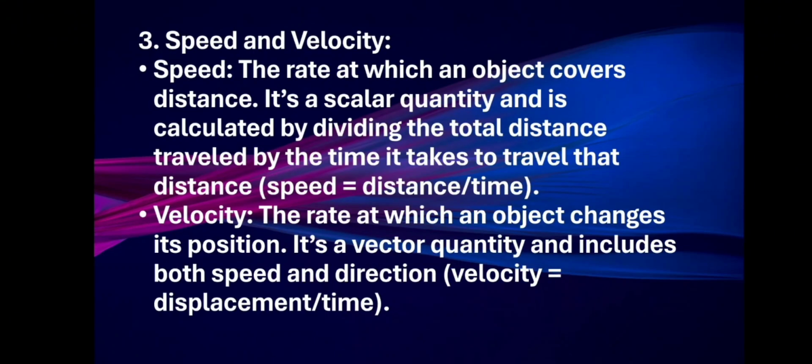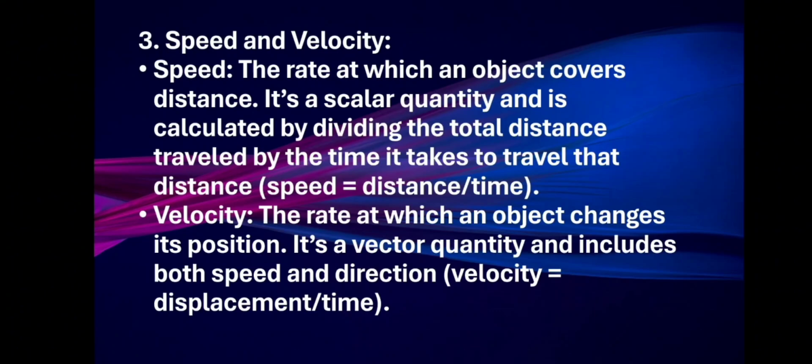Speed and velocity. There is a huge difference between speed and velocity. So now let's read this. Speed, the rate at which an object covers distance. It is a scalar quantity and it is calculated by dividing the total distance traveled by the time it takes to travel that distance. So speed also has magnitude. The formula of speed is distance divided by time. So suppose the distance is 1000 km and the time is 30 minutes, then you can easily calculate the speed of the object.